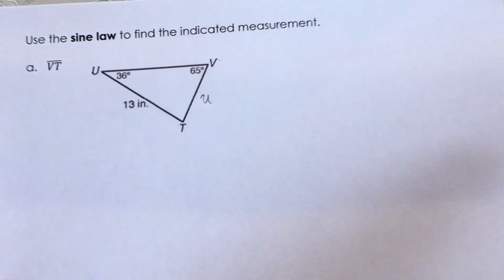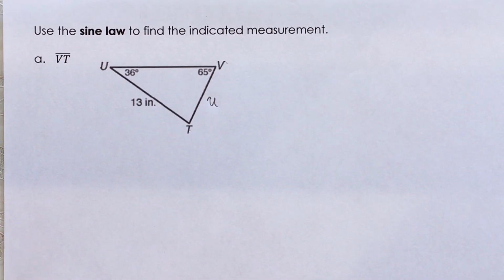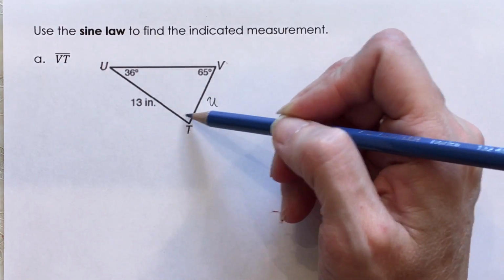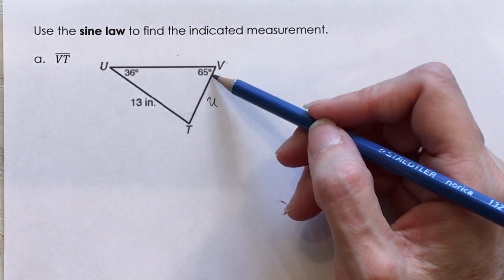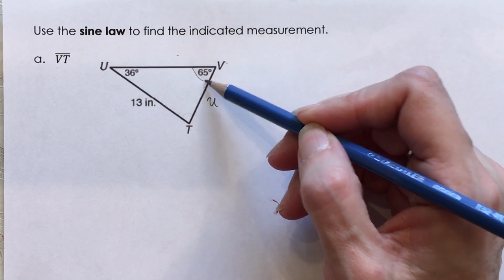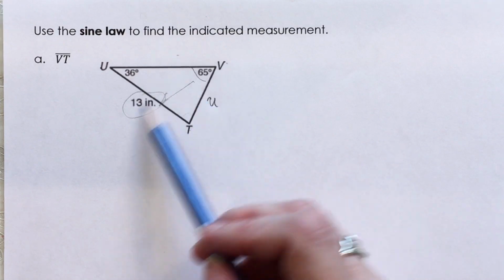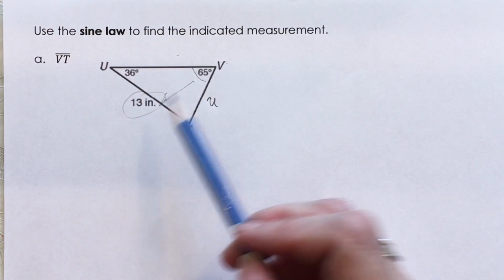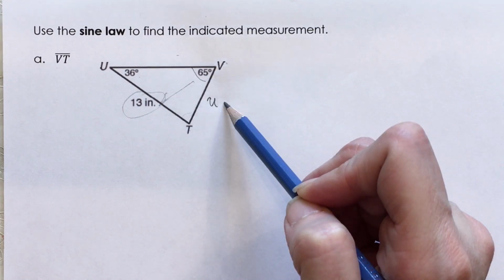So let's look back at this question from that standpoint. To use the sine law, you need to know an angle and its opposite side. So I could look at, do I know angle T? No. And I don't know its opposite side either. Do I know angle V? Yes, I know angle V and I know its opposite side. So that's my known ratio. I know angle U and I'm trying to find side U.